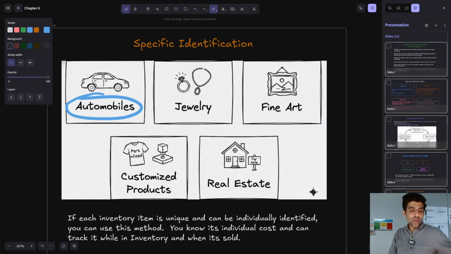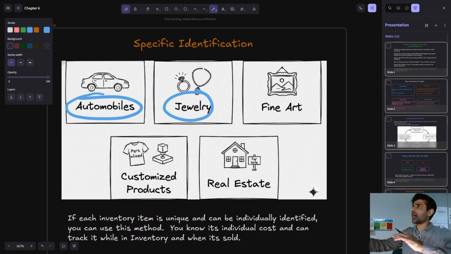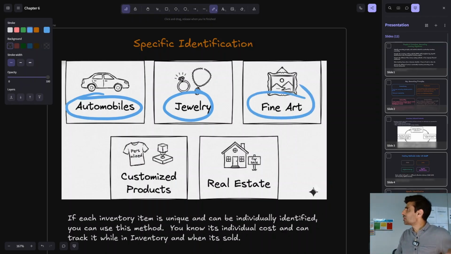Other things are easier, like jewelry. These are individual pieces, so that's very easy to track, and they're unique. So you can use this method because you know exactly which item you're selling, and you know how much you paid for it. So it's easy to do the matching of the revenue and the cost of goods sold. Art, again, no 2 pieces of art are exactly the same, so you can track those individually. Customized product. Real estate, no 2 pieces of real estate are exactly the same.